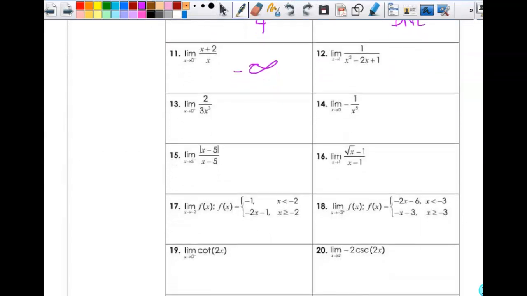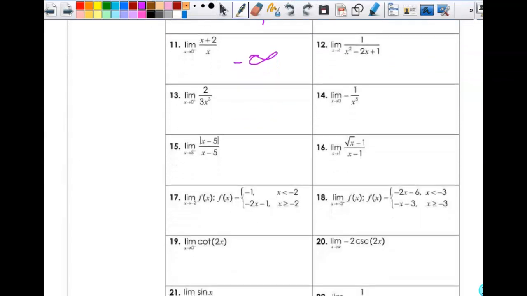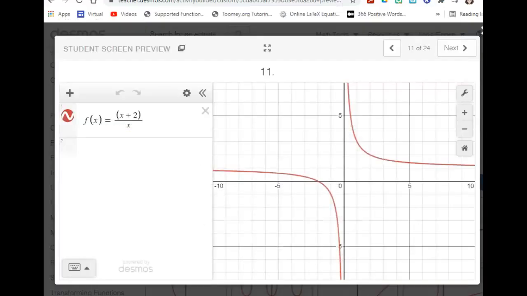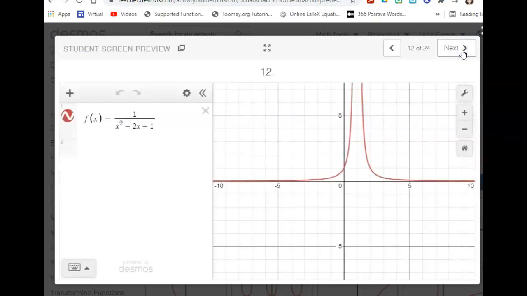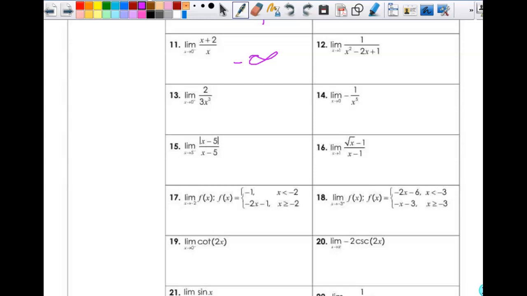All right, so you look at number 12. I want the limit as x approaches 1. Do you have an idea here? As x approaches 1, from the left I'm going to infinity, from the right I'm going to infinity. So remember, technically this does not exist, because infinity is not a number, but both sides are going to infinity, so we can say that the limit is equal to infinity.